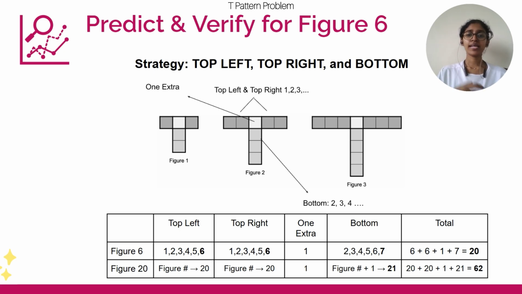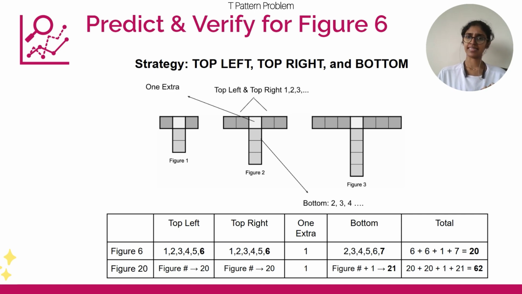Now, when you look at the blocks in the bottom, which are shaded in light gray here, they're actually 1 plus the figure number. So for example, if you look at figure number 1, there are two blocks shaded in light gray in the bottom part. Similarly, this pattern is also followed in the upcoming figures as well.